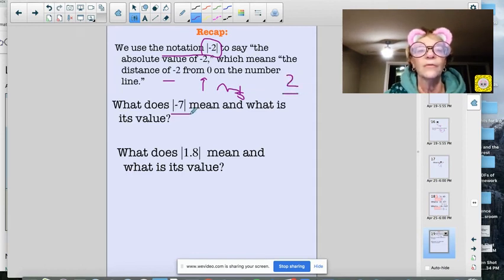What does the absolute value of 7 mean? And what is its value? I hope you know that its value is 7. And what it means is 7 hops to the left of 0.